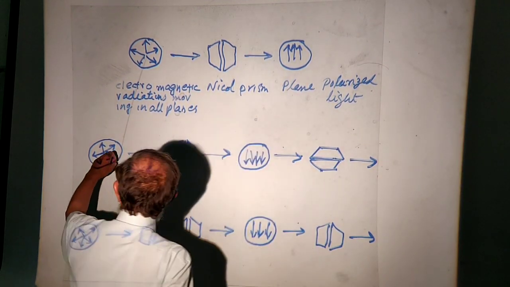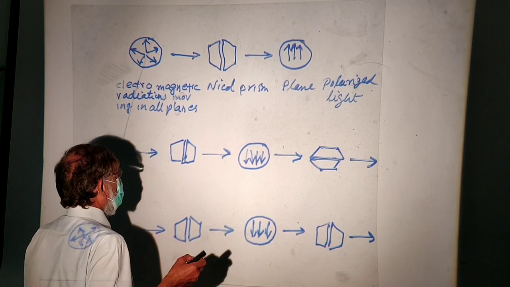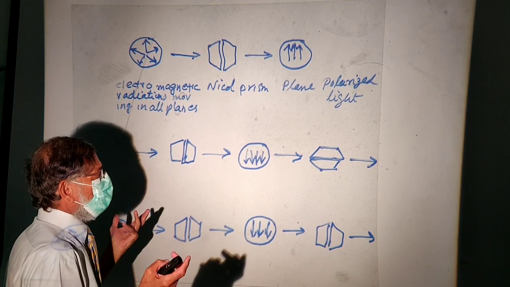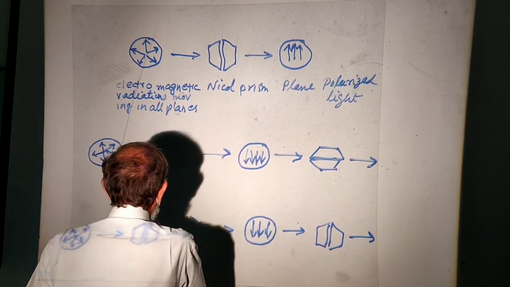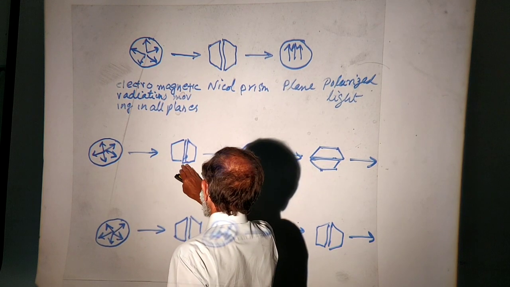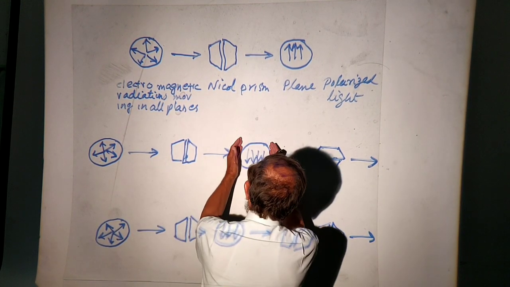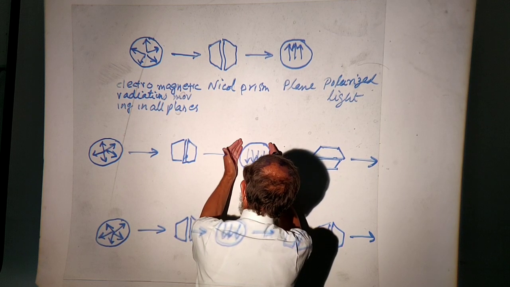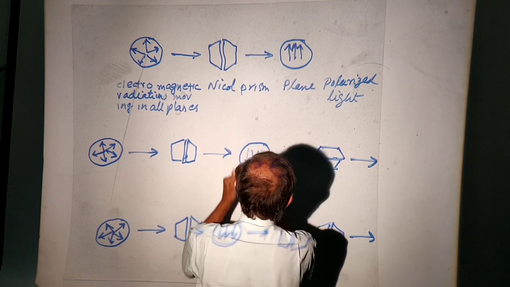The light is moving in all directions, up, down, right, left, so and so forth, through the X, Z and Y axes. Now when you place a Nicol prism in front of them, it will make the light go in one direction. The light is in one direction. This is called plane polarized light.